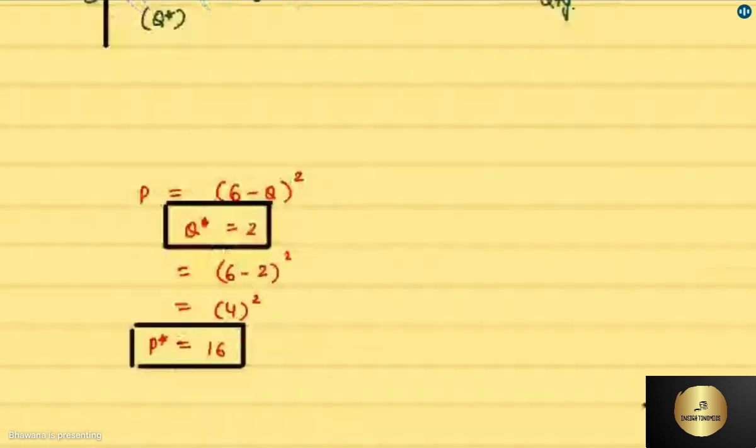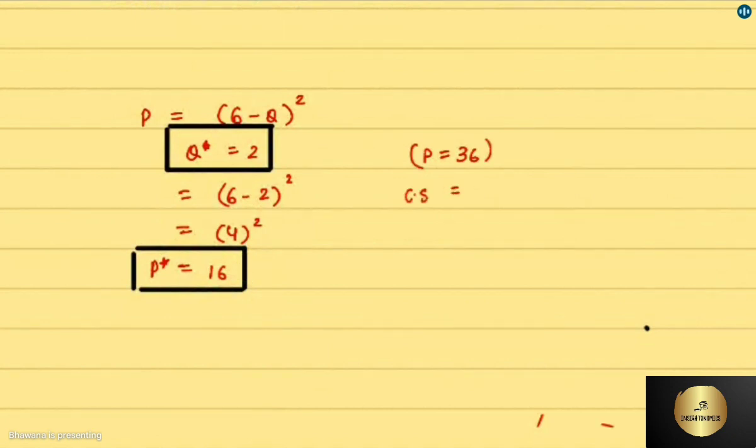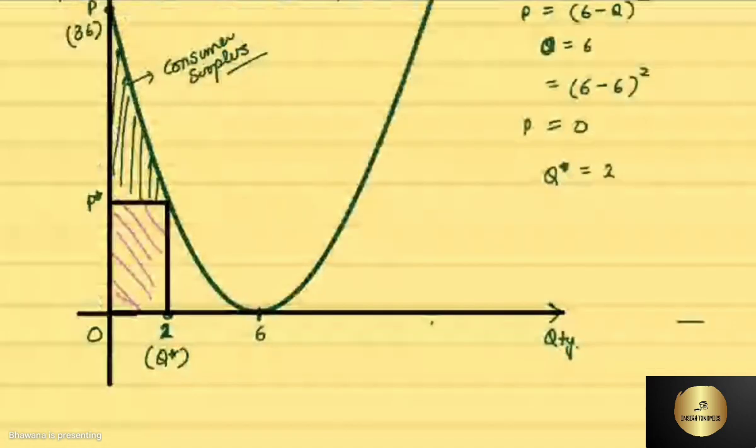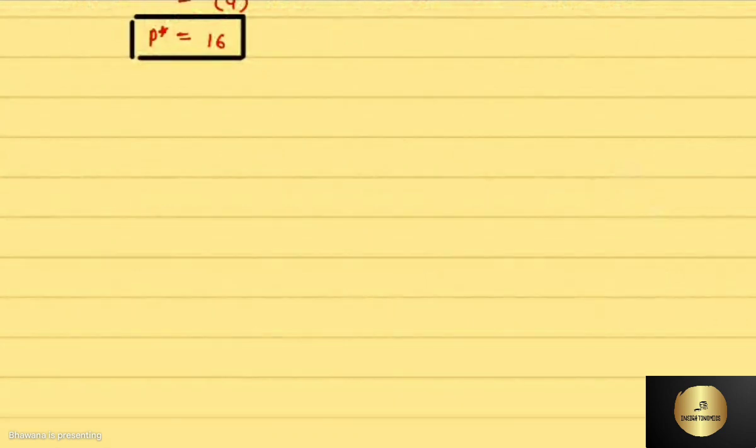Put the value, okay? So now you have your maximum willingness to pay, P, which equals 36. The consumer surplus is equal to P minus P star, that is, maximum willingness to pay minus the equilibrium price. This triangle is your consumer surplus. So let's integrate to find the consumer surplus.